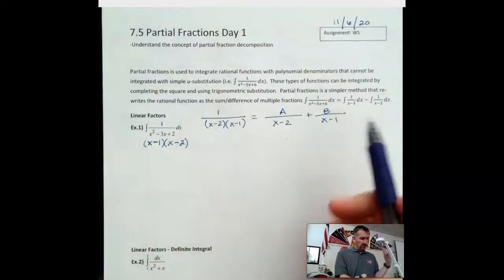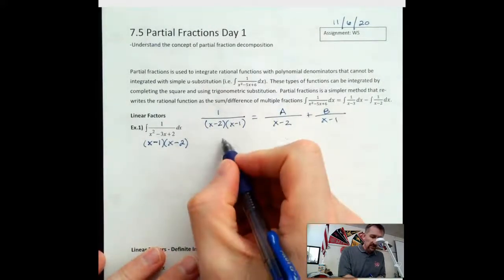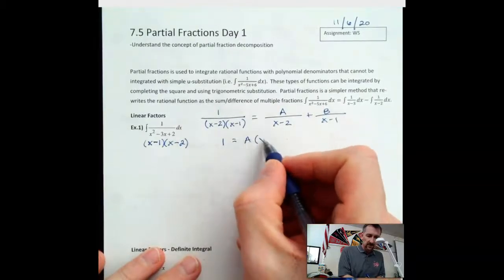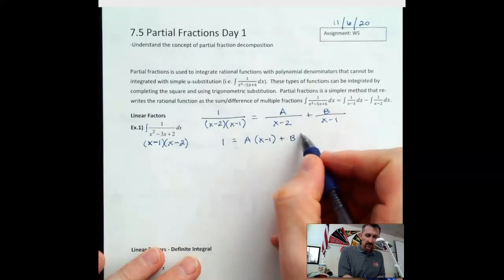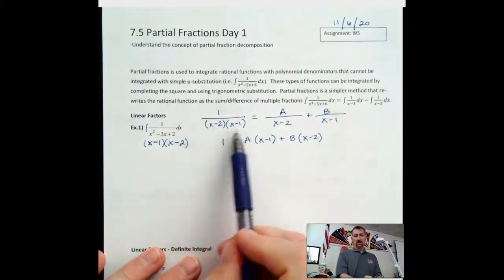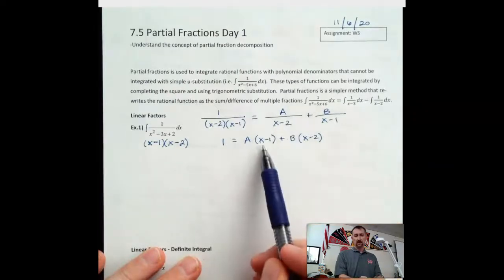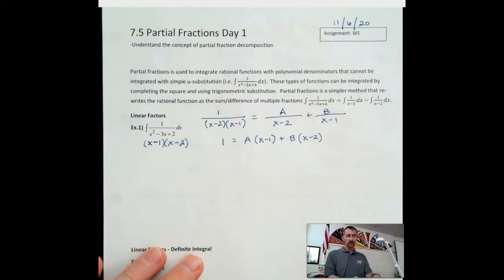So then we're going to multiply the whole thing by the denominator here. So that's going to give us a 1 there. And then here we're going to have a times x minus 1 plus, and here we're going to have b times x minus 2. Because here the x minus 1, x minus 2 both cancel. We just have 1. Here the x minus 2's cancel. We just have x minus 1. Here the x minus 1's cancel, so we just have x minus 2.